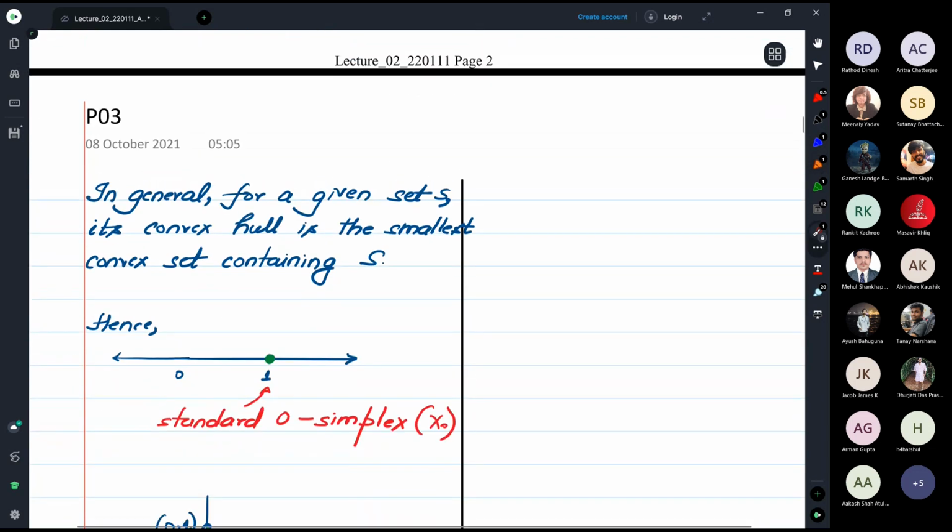So if you are given a set S, then its convex hull is the smallest convex set containing S. Okay, so let me first describe what a convex set is. Very loosely, a convex set means that if you take 2 points in that set and look at the line connecting these 2 points, and this entire line lies within the set, then we say the set is convex.